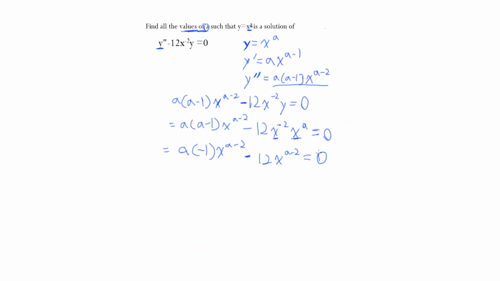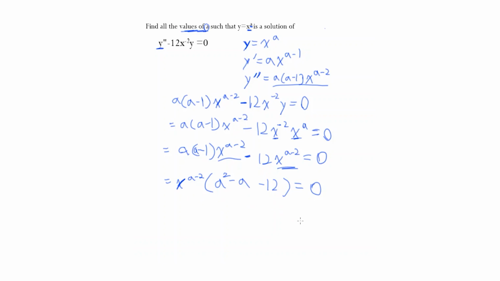Now this makes it really convenient for us because if you notice, there are two x to the a negative 2's in both parts of the equation. Therefore, we can factor this out. And it leaves us with this.